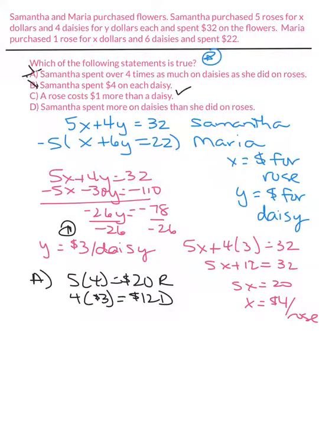That looks pretty good. And the last one, letter D, says Samantha spent more on daisies than she did on roses. Well, we already have Samantha's worked out here. Remember, this was Samantha from part A. And she did not spend more on daisies than she did on roses. So that one's not true either. So I know in this case that letter C is my correct answer. A rose costs $1 more than a daisy.